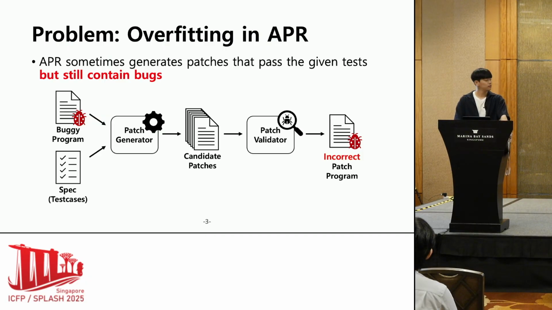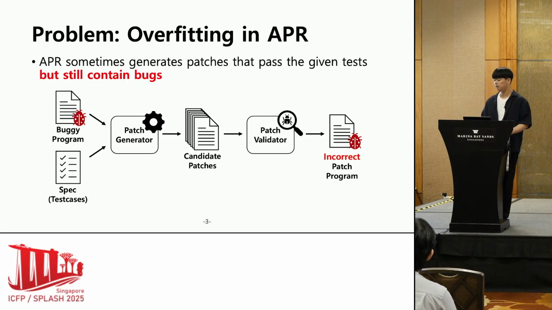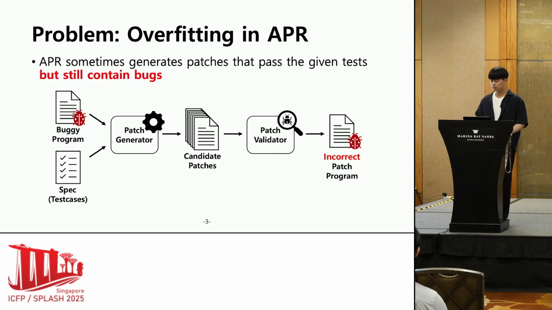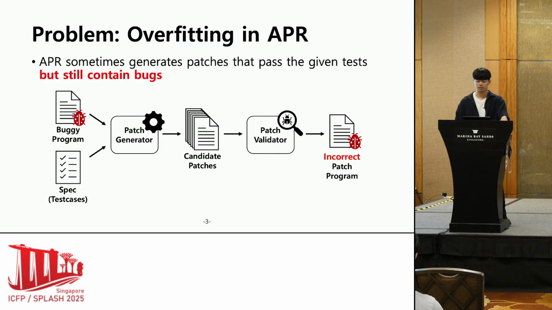However, in APR, there is a serious problem called overfitting. It means that the system generates patches that only pass the given tests, but still retain some bugs. This problem makes APR less effective because the system may generate incorrect patches, which lower the repair performance, and it also makes APR unreliable since users cannot fully trust the patched program.